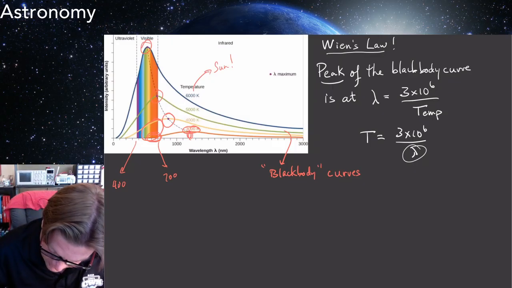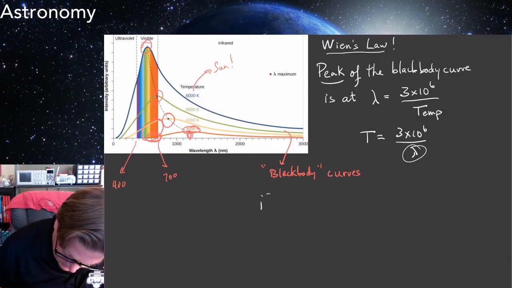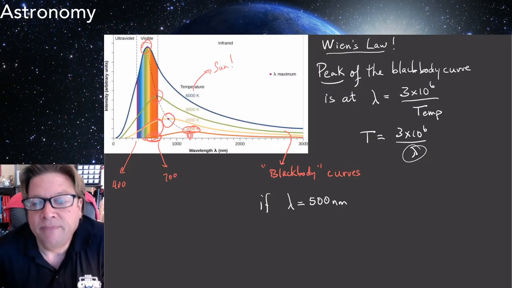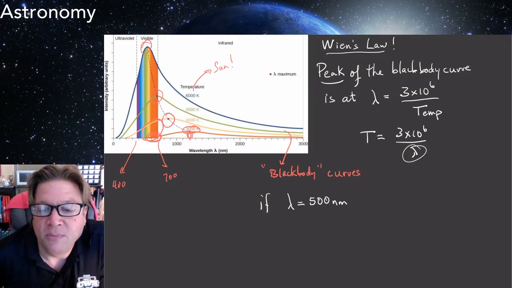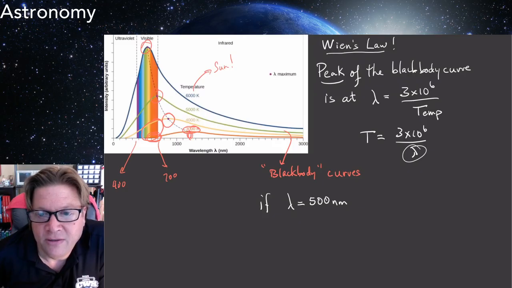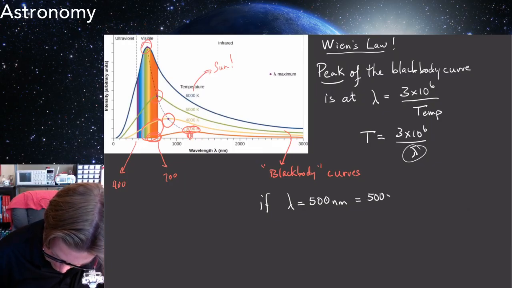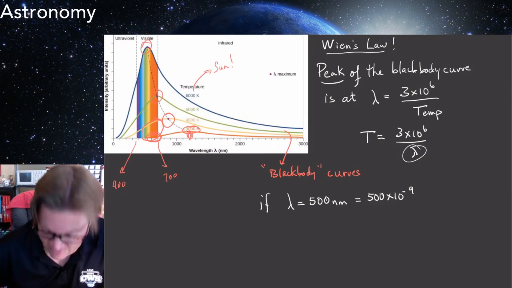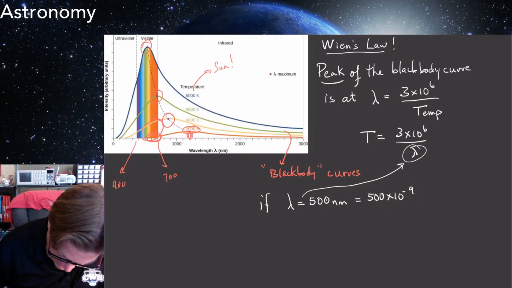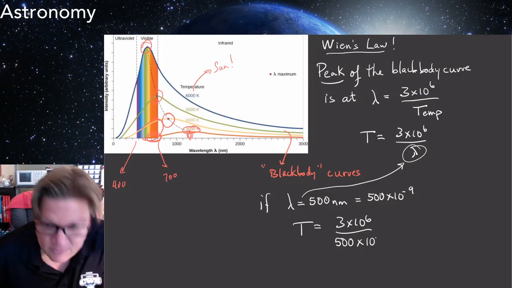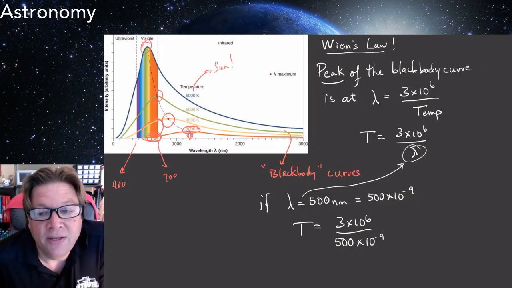It's really, really simple. For example, if the peak of the wavelengths comes at, let's say, 500 nanometers, sort of a greenish yellowish. If the peak occurs at 500, right in the visible range, 500 nanometers is 500 times 10 to the minus 9. Okay, so what I'm going to do is just plug that right in. How hot is this star? It's 3 times 10 to the 6th divided by 500 times 10 to the minus 9. Cool. Well, you can do that on your calculator if you want.